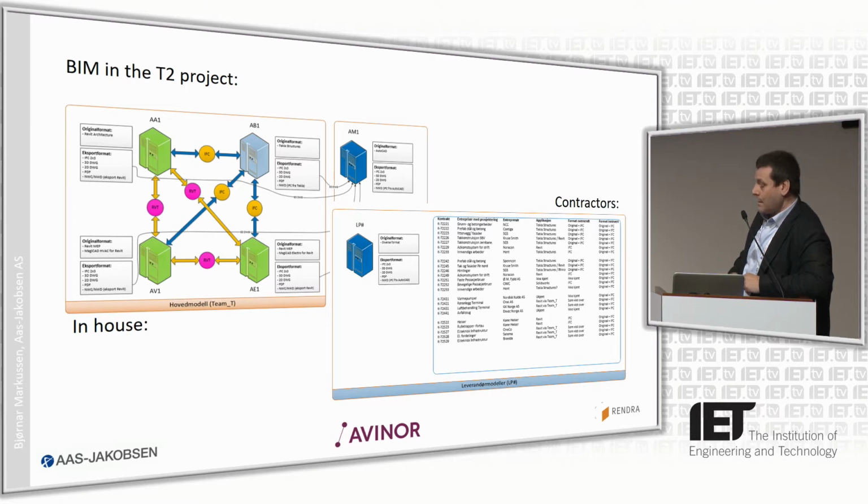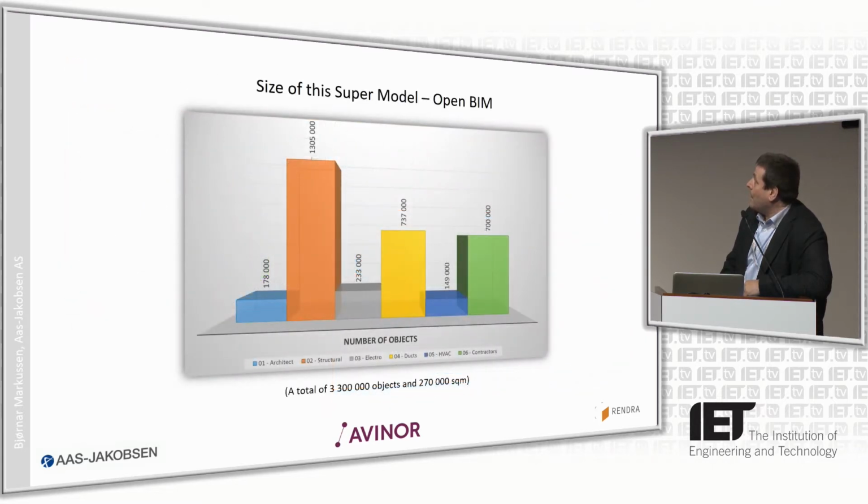We have a process that has lasted for 1.5 years, and we still have some months left. Hopefully we will finish early next year. Looking at only the IFC models that we have received from the design team and from the main contractors, we have a total of 3.3 million objects, and as I said before, 270,000 square meters. So there are a lot of objects to maintain.